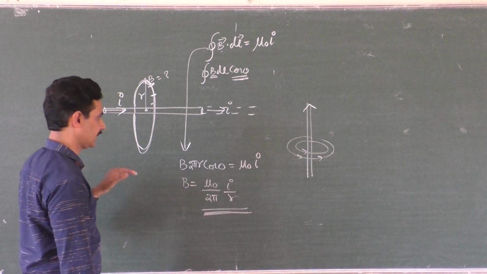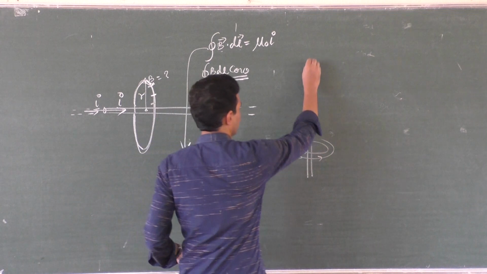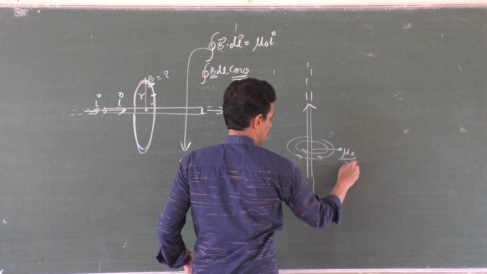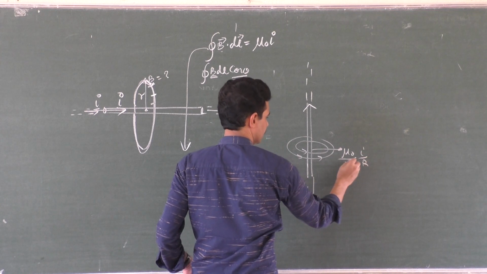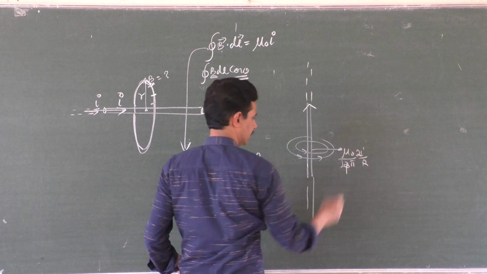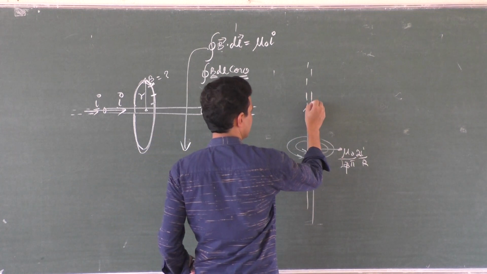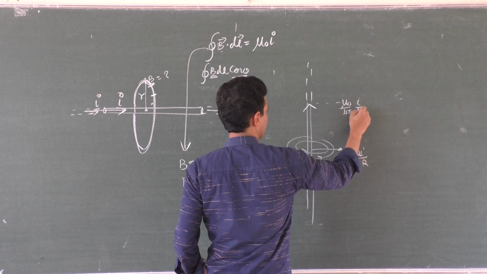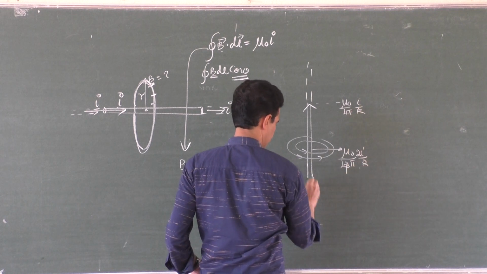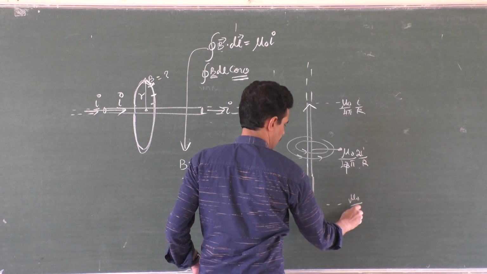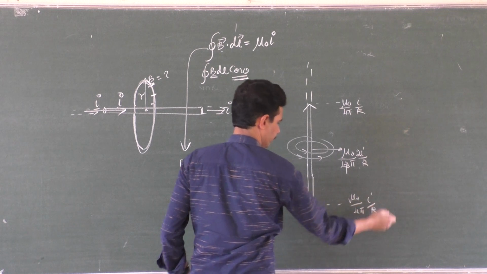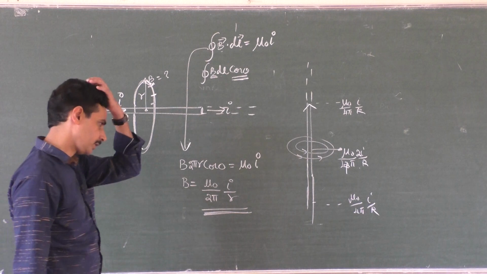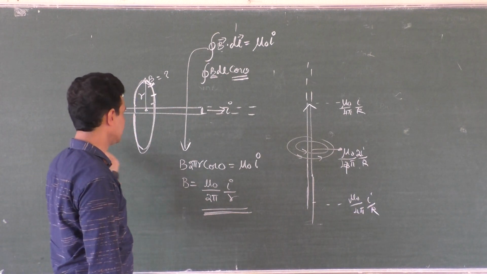Of course, if you want it for entrance exams, here it is mu naught by 2 pi, I by r. I can write it as mu naught by 4 pi, 2I by r. Right? Then what is the magnetic field at the edge? Mu naught by 4 pi, I by r, half of that. This is how we have to do it.